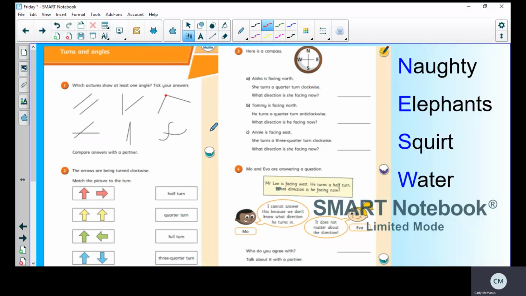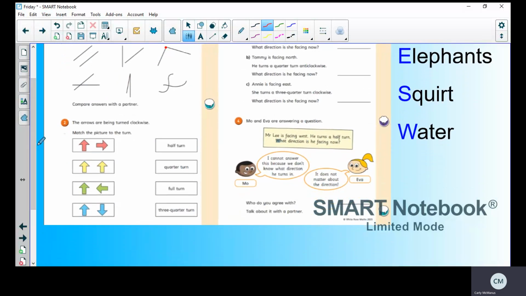Have a look at the 3 other pictures, and it says which pictures show at least 1 angle. Tick your answer. So if you're doing it on a piece of paper, I would just number these 1, 2, 3, 4, 5, 6 and tell me which ones have angles.